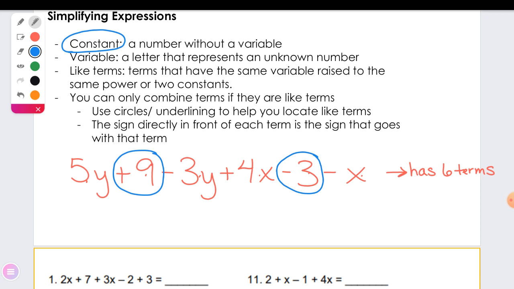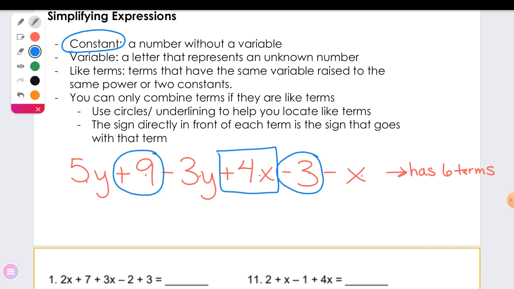So what variables do we see? Max, what variables do you see? Y and what other variable? X. Which one comes first in the alphabet? Nolan, X or Y? X. So we're going to go through and locate all of our X terms, the sign in front of it goes with it. So here's one right here. So I'm going to box this in to show that x. That's a positive 4.